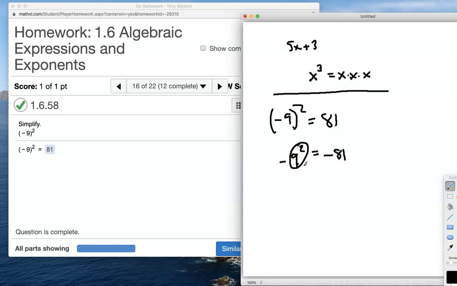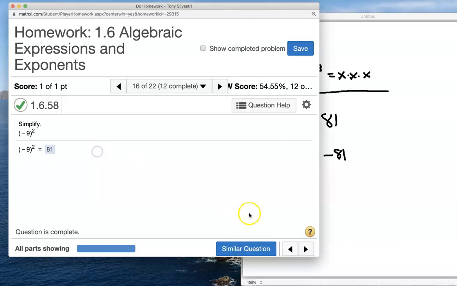That means you have to do that operation. That square is bound to the 9, not negative 9. Because if they wanted negative 9, they would have put parentheses around it like they did up top here. Okay, so you do the power. 9 times 9 is 81, and then you negate it with the negative sign. That's what you got there. So understand that.